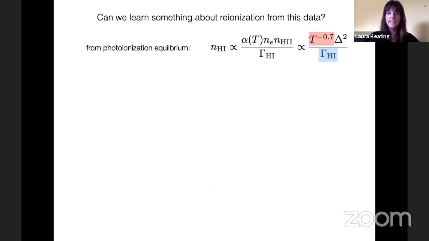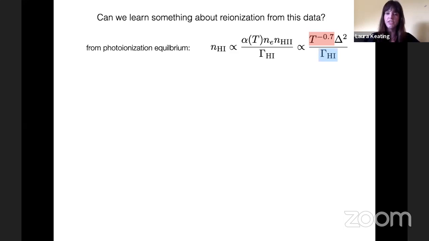So the question is, can we learn something from this? Why do we see the scatter at all? And why does it seem to be increasing as you go to higher redshift? Well, looking just at simple photoionization equilibrium, which is a good tracer of the neutral hydrogen in the Lyman-alpha forest, you can see what this depends on. Crucially, it depends on both the temperature and the ionizing background of the IGM.